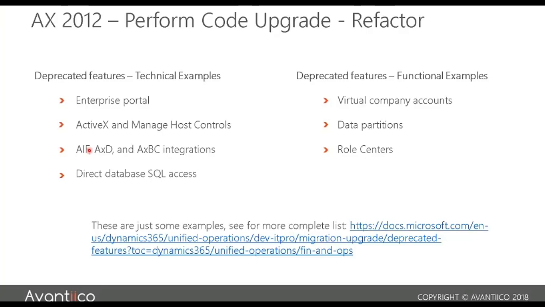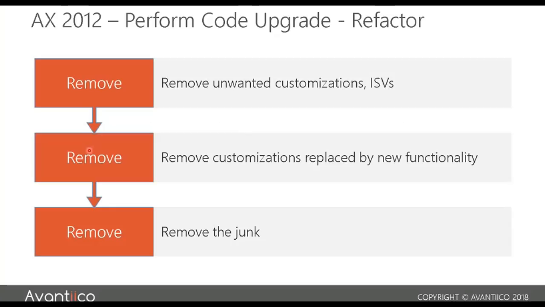So I think there's a little bit of confusion. People say, oh, AIF is deprecated, so there's no web service. That's not true. Web services are supported in 365. Some deprecated features: virtual company accounts, data partitions, and role centers. It's not exhaustive. There is a very, very thorough document below for some of those deprecated features. So definitely worth recommending you read that and take a look at that for more information.